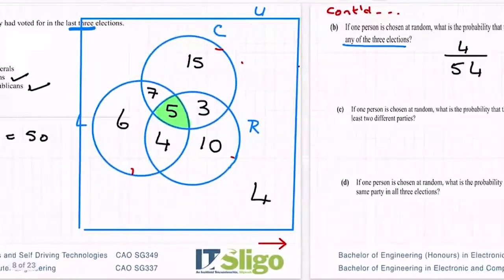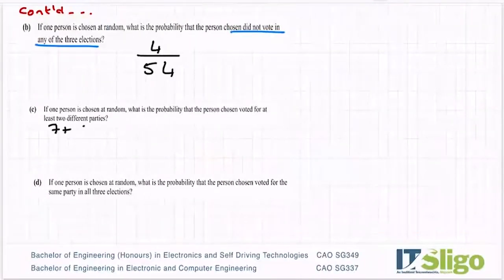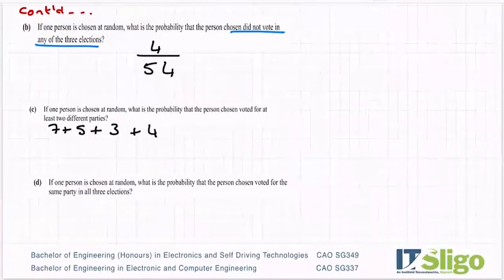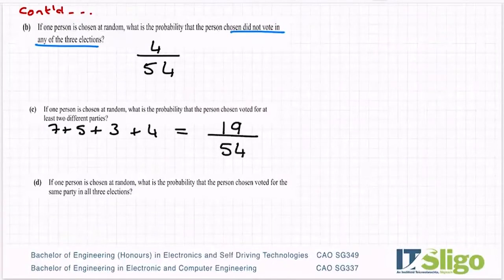So 7 plus 5 plus 3 plus 4, 7, 8, 9, 10, 11, 12, 13, 14, 15, 16, 17, 18, 19. So 19 out of 54 is the probability that a person chosen at random voted for at least 2 different parties. If one person is chosen at random, what is the probability that the person chosen voted for the same party in all 3 elections?